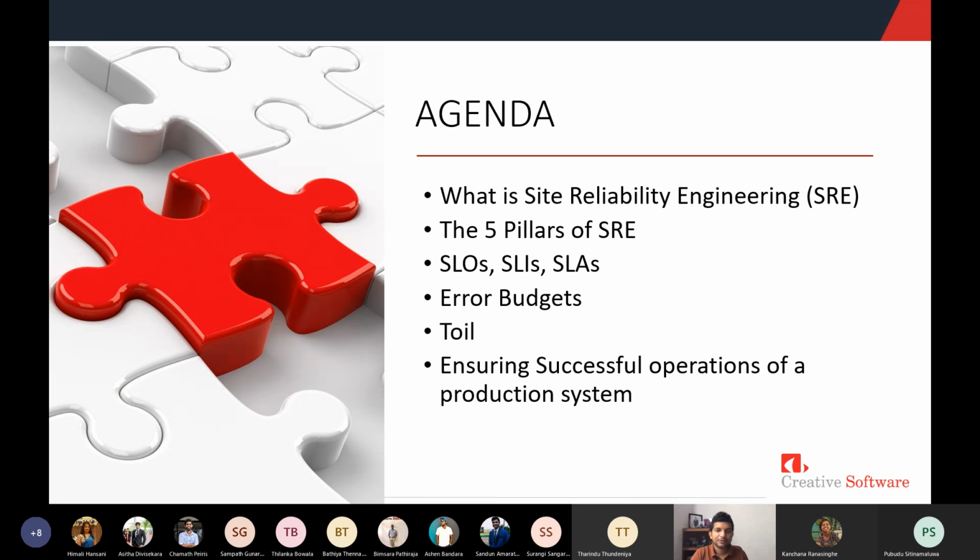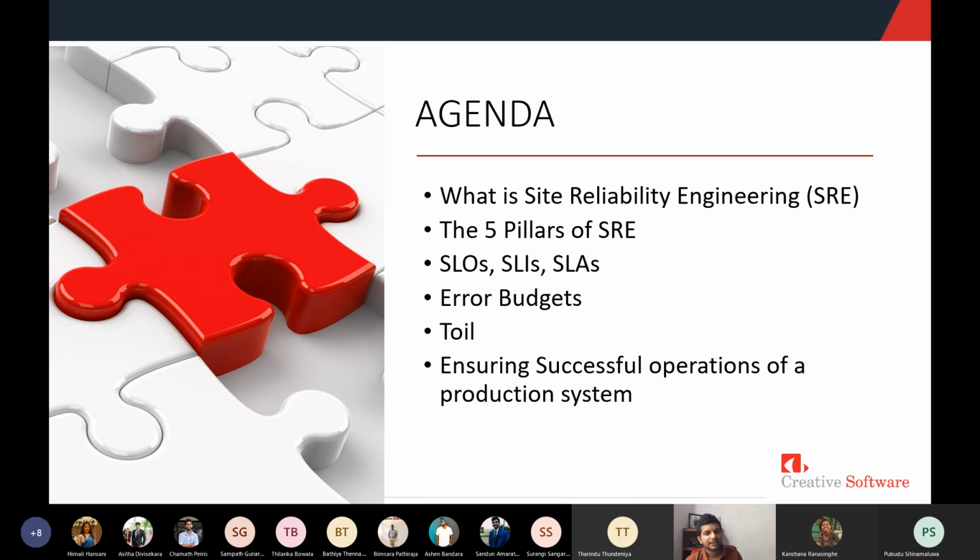Today's topic is site reliability engineering. If I briefly explain the agenda for today, we'll be going a little bit deep into understanding what site reliability engineering is. Shortly we call it SRE. You must have heard this word in the industry maybe a couple of times. And then SRE has 5 concepts. We call it the 5 pillars of SRE.